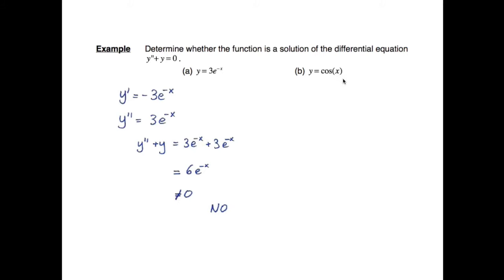Let's try with y equals cosine x. Again, I need to find y double prime, so I take the first derivative. y prime equals negative sine x. I differentiate again. y double prime equals negative cosine x. And now I plug it in my differential equation. So y double prime plus y is negative cosine x, which is here, plus cosine x, and that is equal to 0. So y equals cosine x is a solution of the differential equation. Yes.